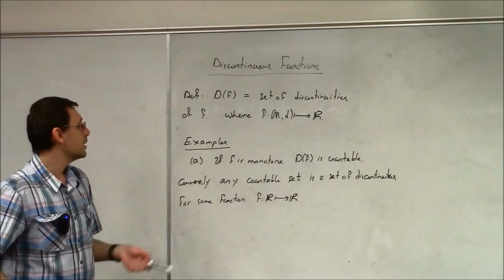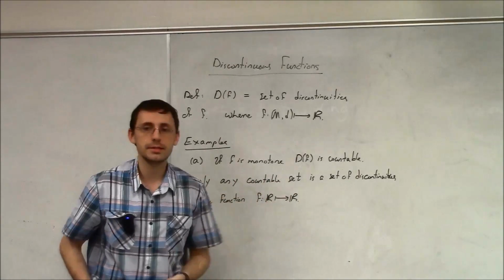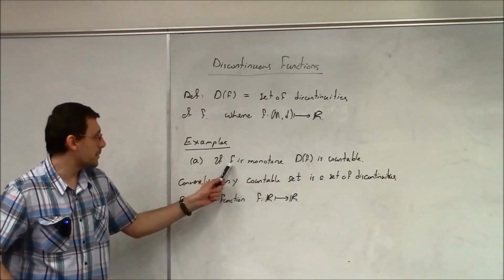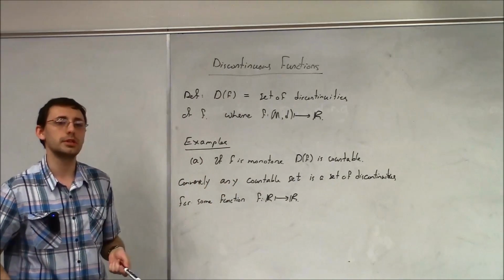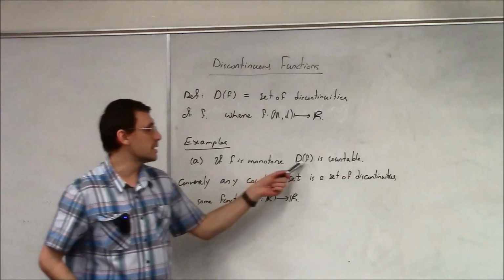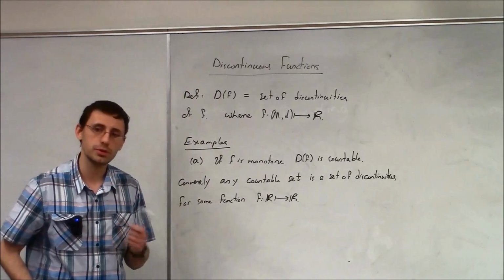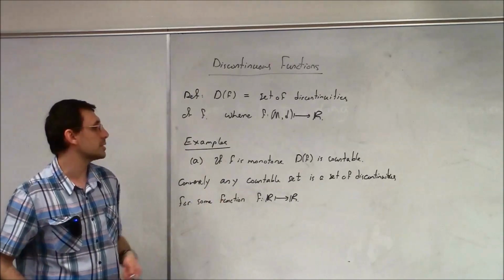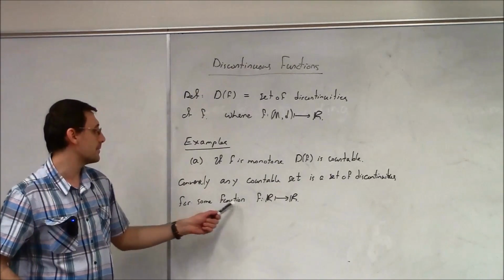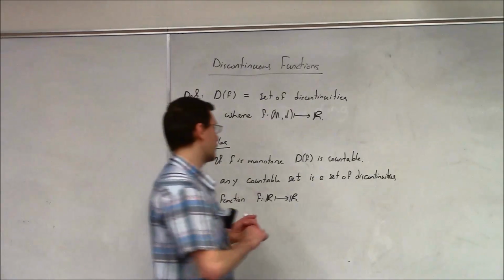Example A: if f is monotone, and by monotone, of course, I'm talking about R, then the set of discontinuities, from your assignment 1, is at most countable, right? And such discontinuities are all jump discontinuities. Now, conversely, any countable set is a set of discontinuities for some function f, and that's what we have constructed.